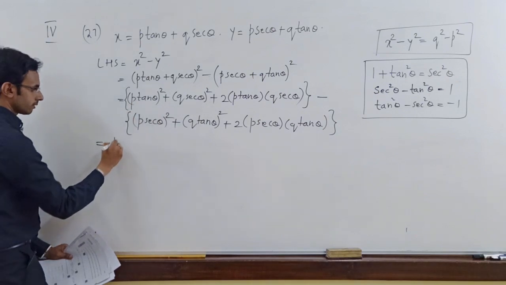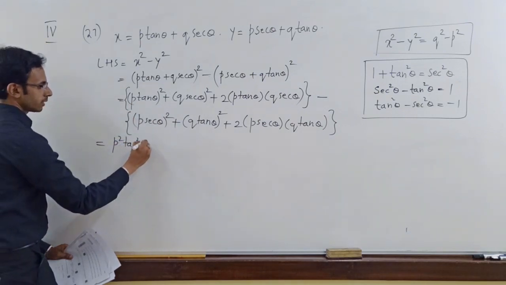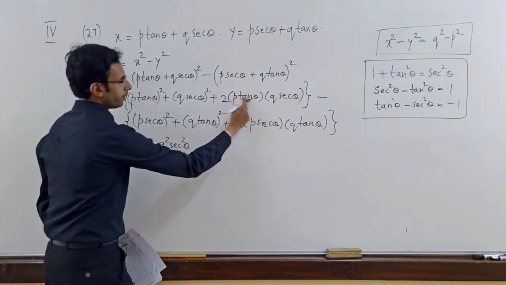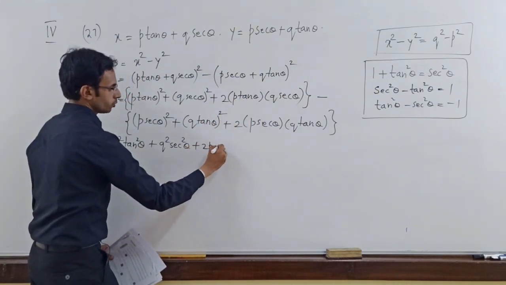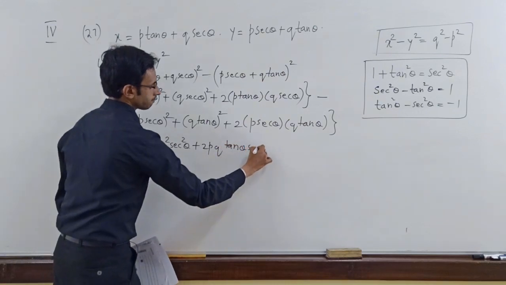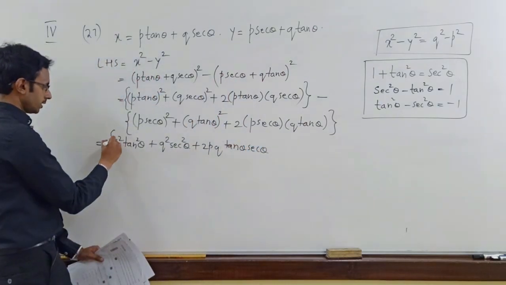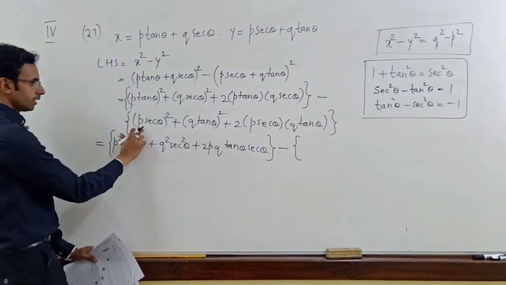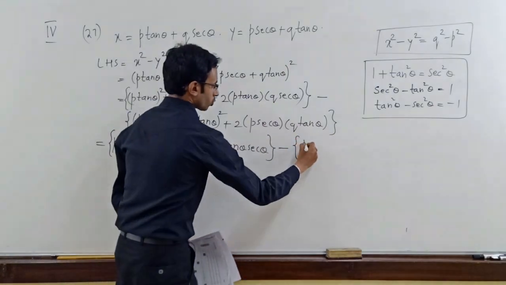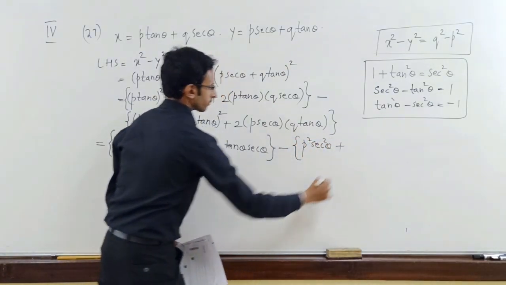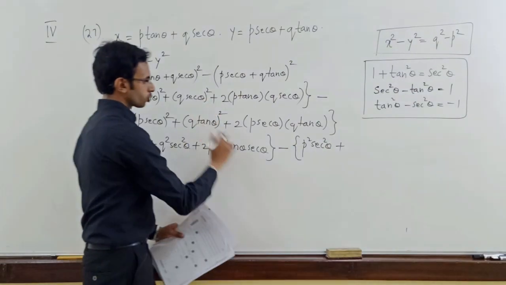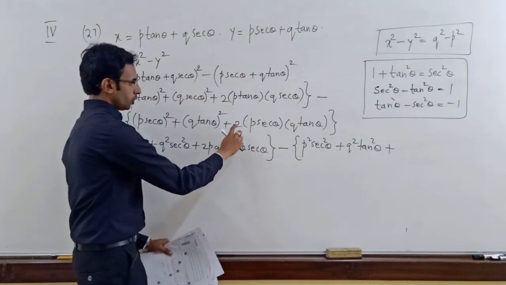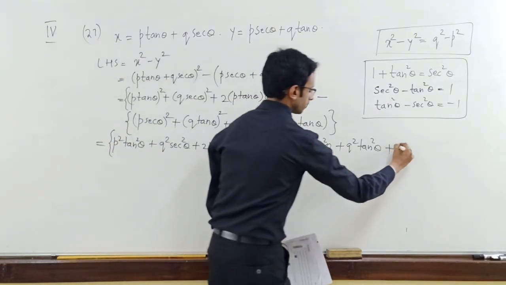Let us expand this. P square tan square theta plus Q square secant square theta, then plus 2PQ tan theta secant theta. We have just removed the brackets, but still the flower bracket is there because the minus sign is still persisting there. Squaring this, P square secant square theta plus Q square tan square theta plus 2PQ secant theta tan theta.